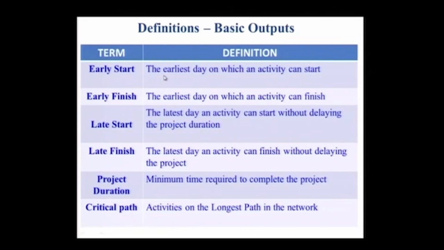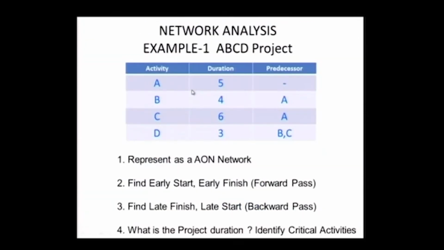We will take a little bit on the definitions. You can see it here. The early start is the earliest day on which an activity can start. The early finish is the earliest day on which an activity can finish. Late start is the latest day an activity can start without delaying the project duration. We will illustrate this, and it will become clearer. Late finish is the latest day an activity can finish without delaying the project. Project duration is the minimum time required to complete the project, and the critical path is the activities on the longest path in the network.